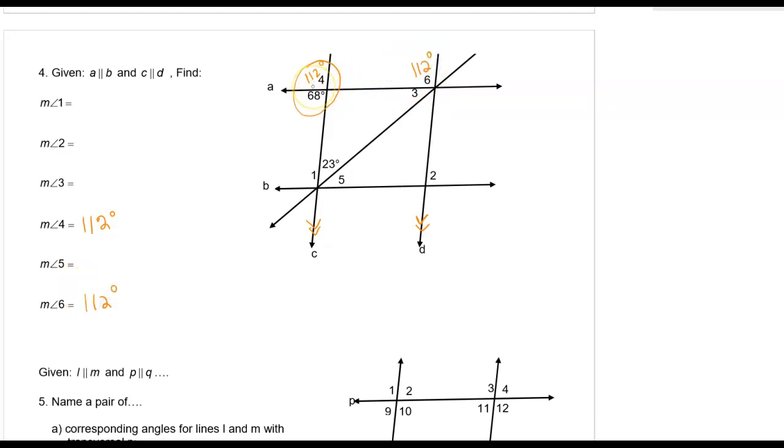There's another corresponding angle for angle 4. If you think about line A being parallel to line B, then angle 4 is corresponding to angle 1. So angle 1 is also 112 degrees. I'm just going to sit here and look at angle 1 is 112 degrees. Next to it is a 23-degree angle, and next to that is angle 5. So those three angles should add up to 180 degrees. Type that in your calculator. 180 minus 112 minus 23, and you'll find out what angle 5 is.